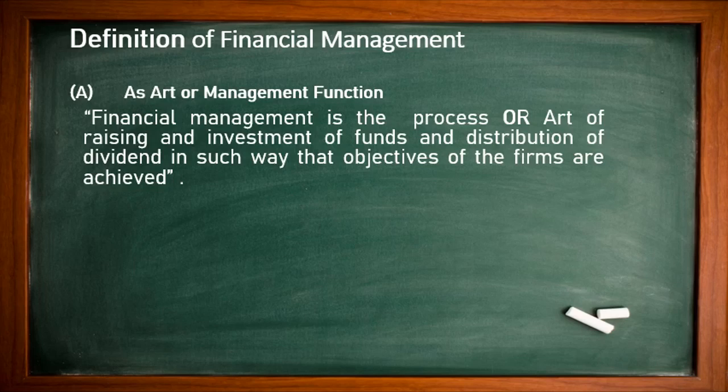Look, three functions we discussed, those three functions we again put here. The first function is investment decision, second is financing decision, and the third is dividend decision. It means from where we will get the fund, where we will invest the fund, and how we will distribute it if the fund generates more profit or more money in the market. This is an art. Same as we can discuss as science.